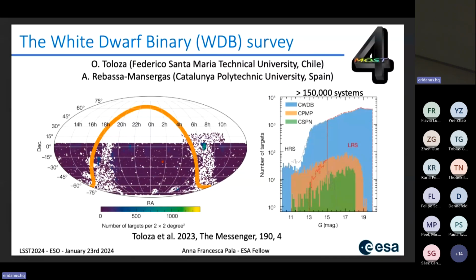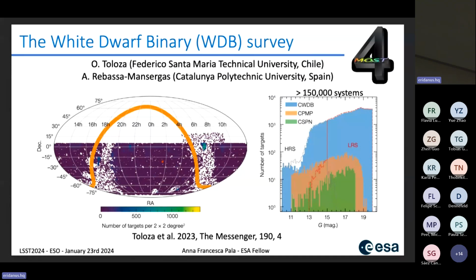Within 4MOST, we have the white dwarf binary survey, which is led by Odette Toloza and Alberto Rebassa-Mansergas. The aim of the survey is to obtain spectra of all white dwarfs in binaries, including white dwarfs in non-interacting binaries, which are about 150,000 objects, down to a magnitude of 20. This survey will also include thousands of accreting white dwarfs. So 4MOST is going to be very helpful, but again, 4MOST can't go beyond magnitude 20.